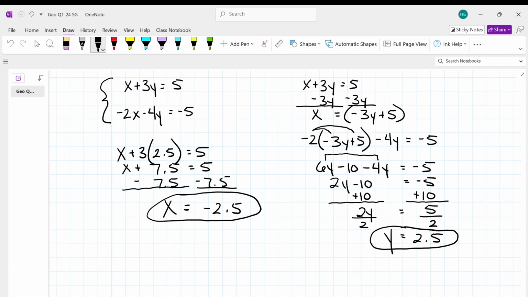Does anybody have any questions on solving systems using substitution?